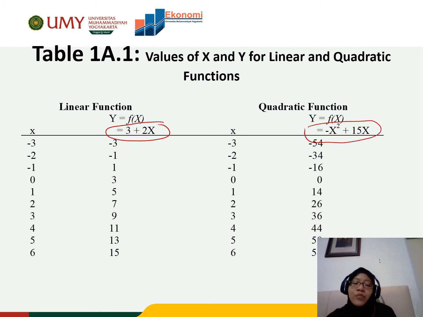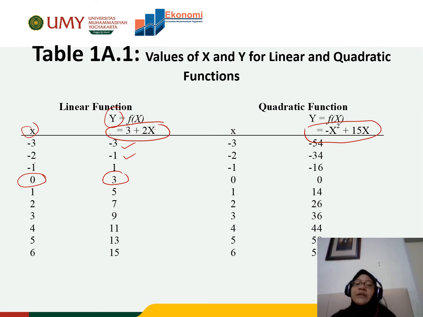Therefore, we are trying to make a table, like a schedule, between x and y. If x is minus 3, the result of y is minus 3. If x is minus 2, y will be equal to minus 1, and so on. The most important one is 0, which will be equal to 3. When we are making a schedule for the quadratic function, you can also put it like this.